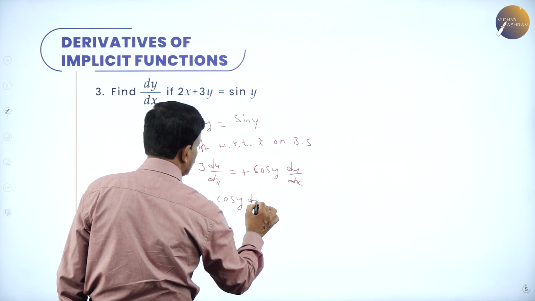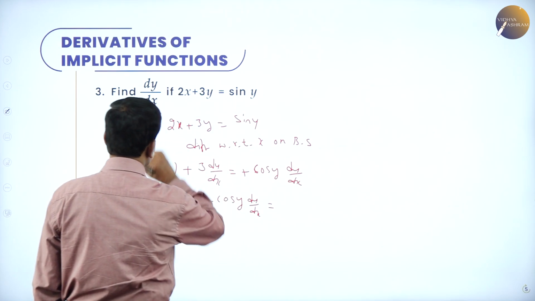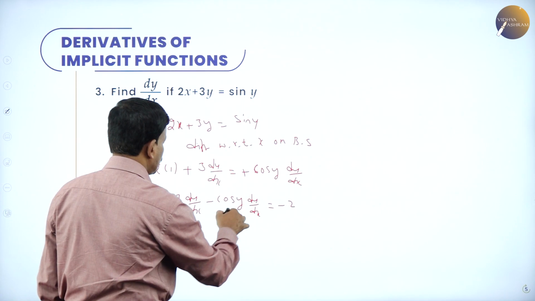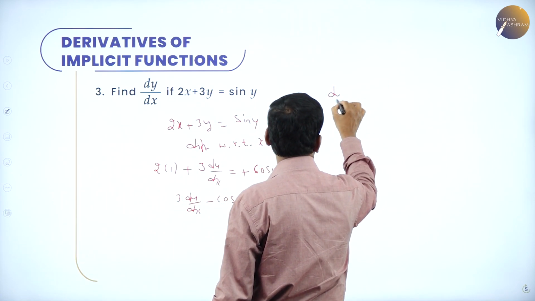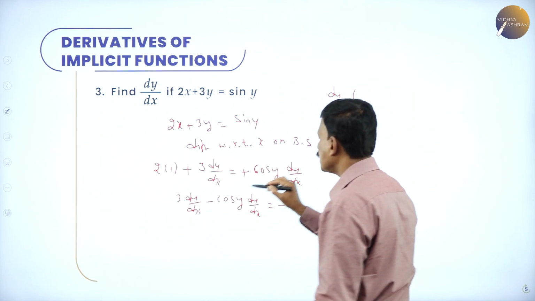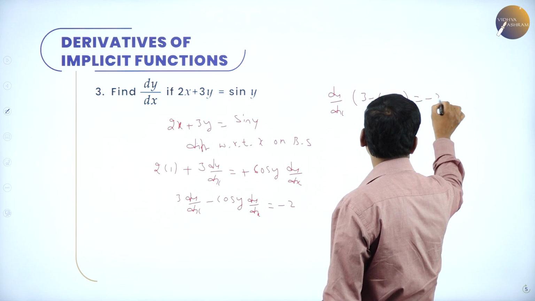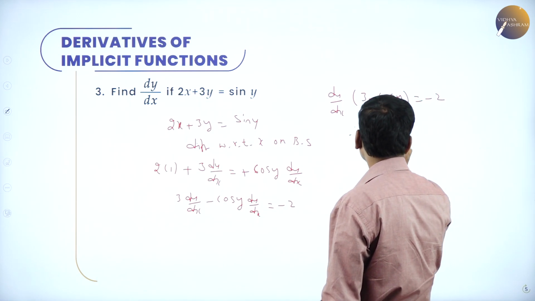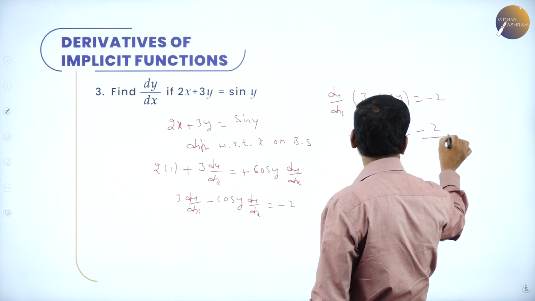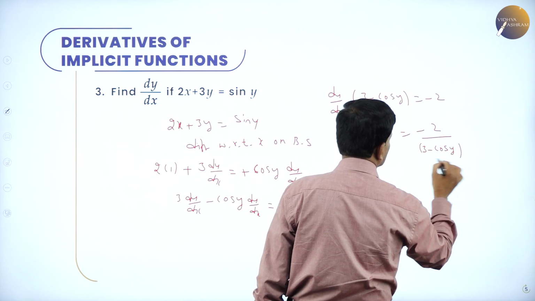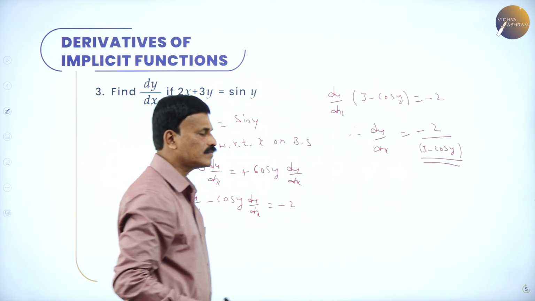Cos y dy by dx is equal to, transfer the plus 2 to the right hand side. It becomes minus. Now you can remove the common factor dy by dx out. You can write it as 3 minus cos y is equal to minus 2. Therefore, dy by dx is equal to minus 2 divided by 3 minus cos y. This is the simplified answer.